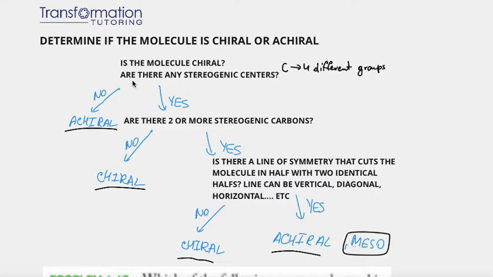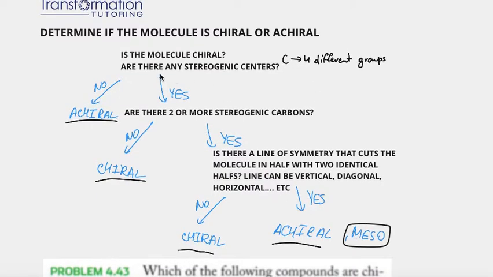The first one is, are there any stereogenic centers? There are different names for these. Sometimes they're called stereogenic centers, stereogenic carbons, chiral carbons, and so on. But basically, it's a carbon that has 4 different groups, and we will go through that when we do our examples. If the answer is no, there are no stereogenic centers, your molecule is achiral.